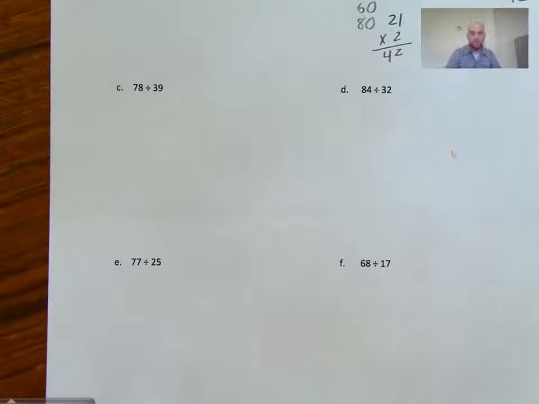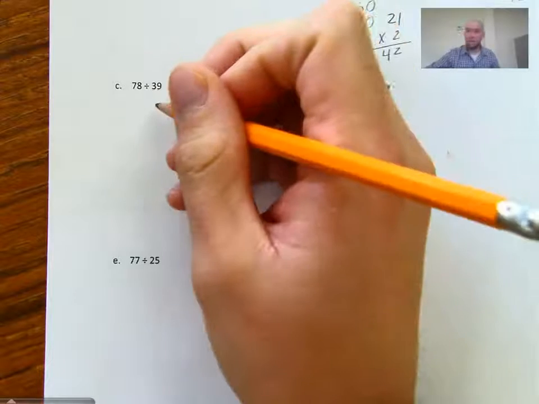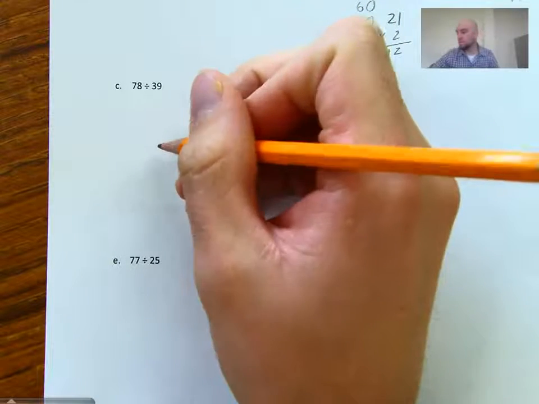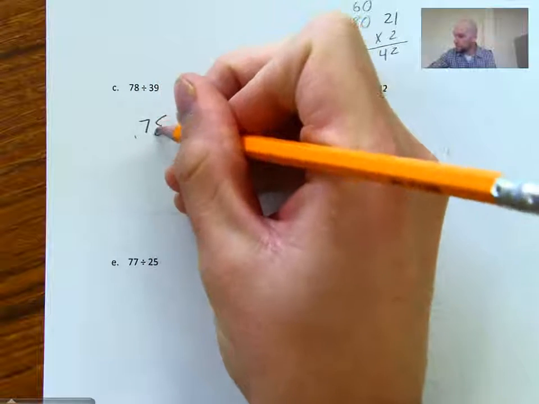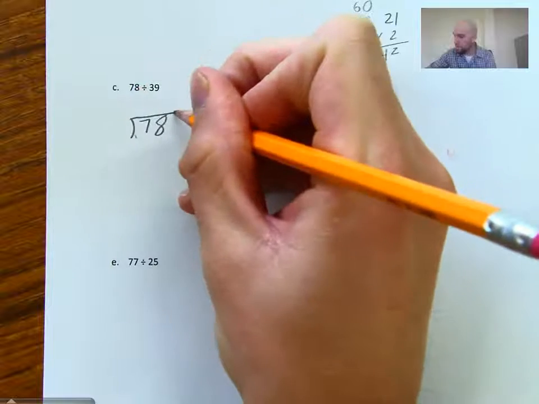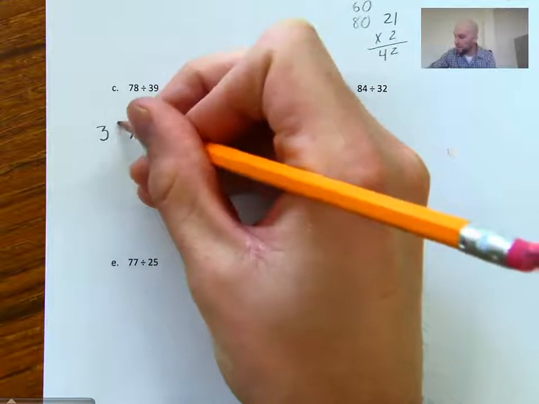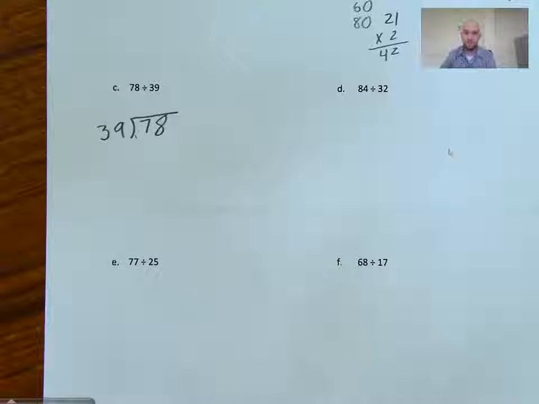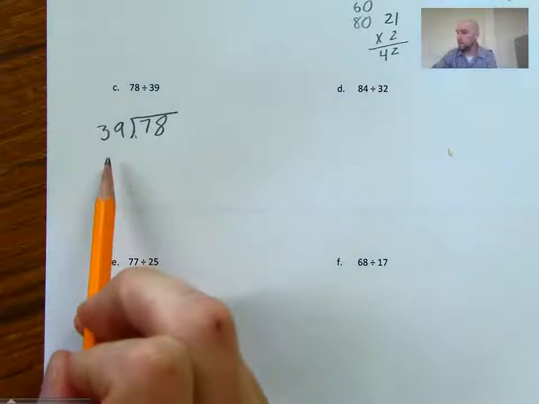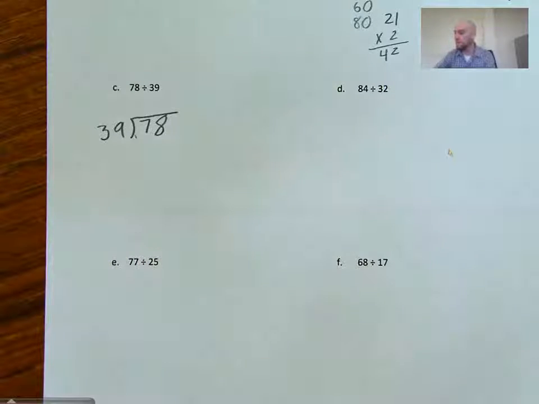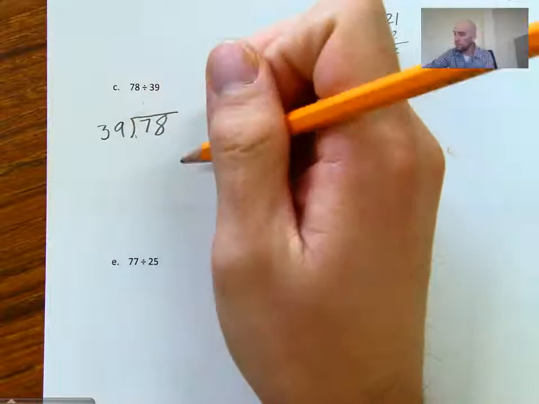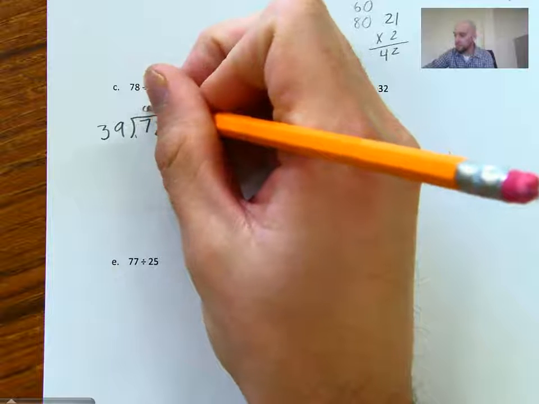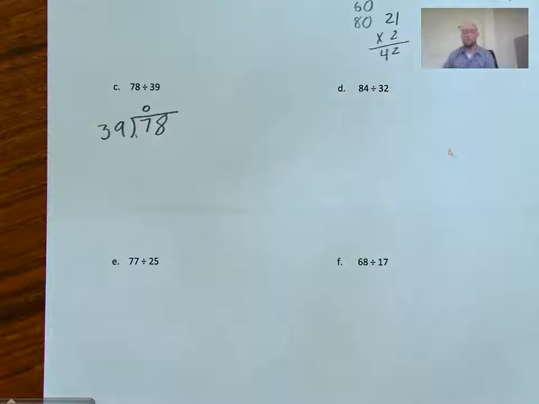All right, let's move on to letter C. 78 divided by 39. So I need to put 78 inside and 39 outside. 78 divided by 39. So our divisor is here on the outside. Our dividend is here on the inside of that box. 39 goes into 7 0 times. 39 can go into 78.